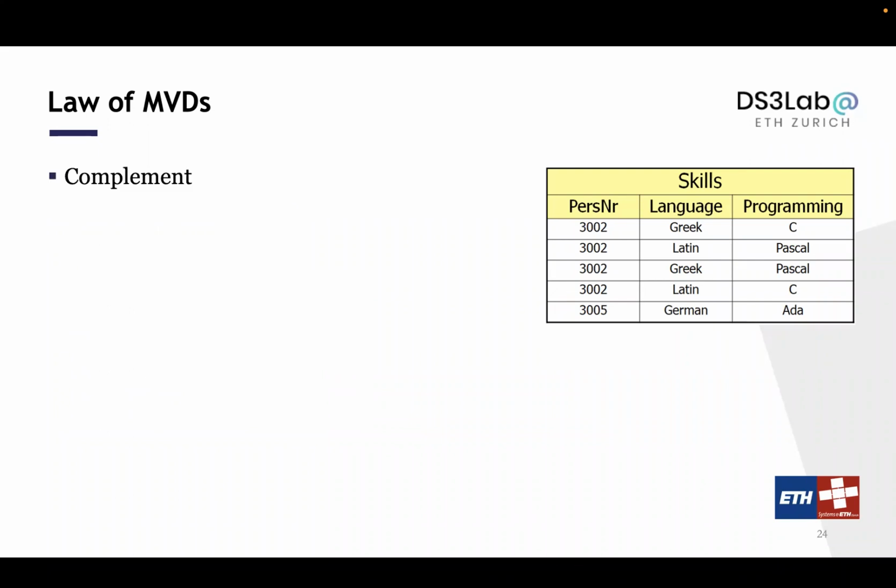And then there are actually other more interesting rules. For example, here's one rule that's kind of interesting. If I have a multivalued dependency from alpha to beta, then that implies I have the multivalued dependency from alpha to the complement, that is R minus alpha minus beta. Looking at this concrete example, it says if you have a multivalued dependency from personnel number to language, that implies you will have a multivalued dependency from personnel number also to programming.